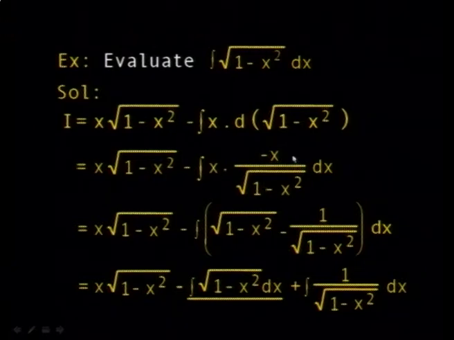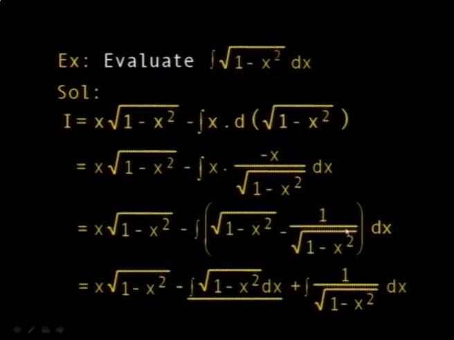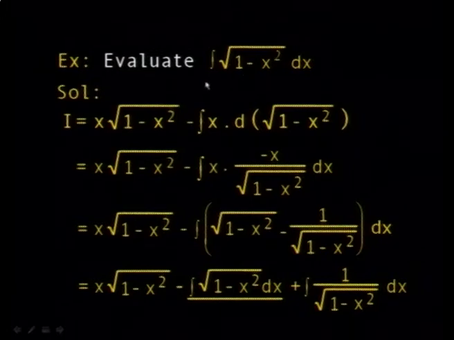What you can do here, you have minus x squared in the numerator, so you can add 1 and subtract 1. When you add 1, you get 1 minus x squared divided by the square root, so you get the square root here again, and there remains 1 divided by the square root. Now here you notice again that the integral you started with is the square root, and you end up here with the same square root.